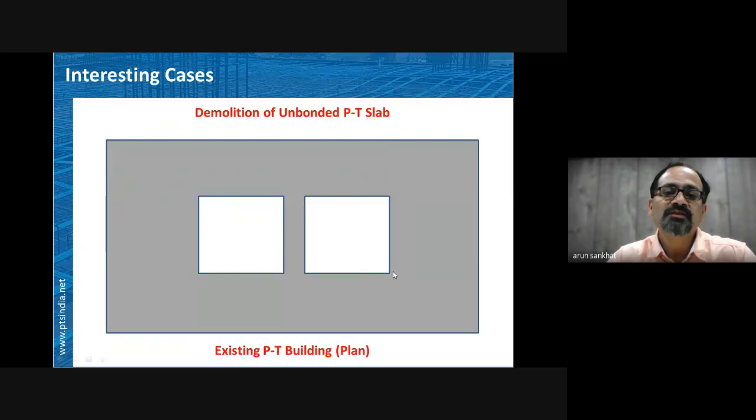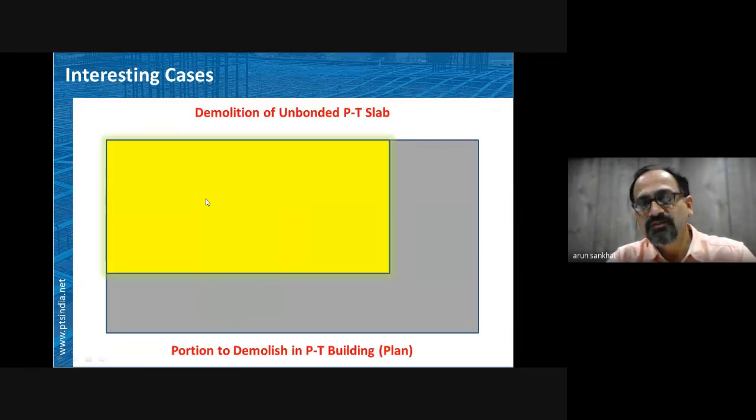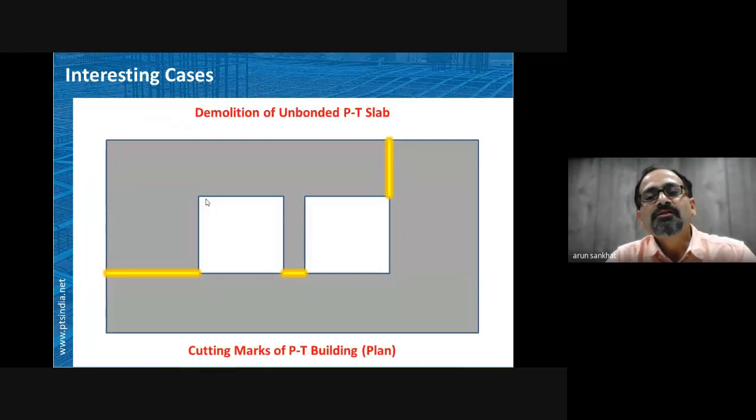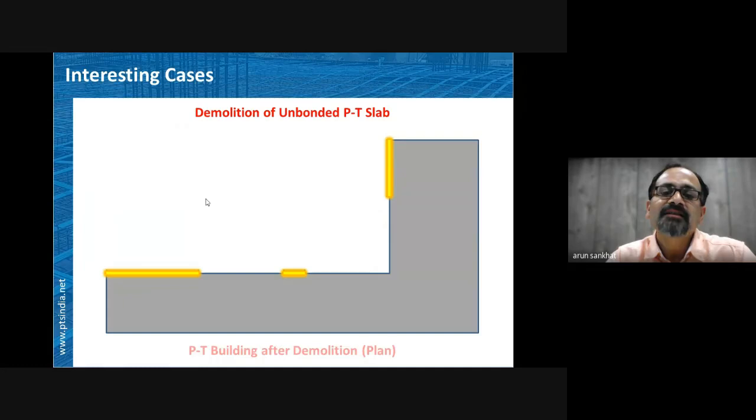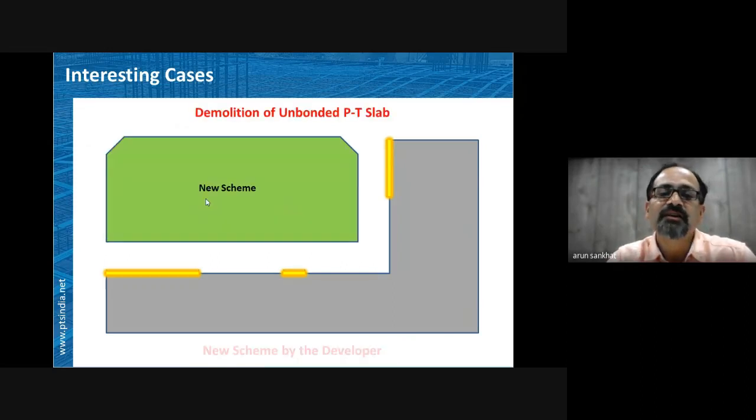This entire portion needed to be demolished, of the existing PT, around 2 years after the construction. So we identified the breaking cut marks, and then we did the breaking. We isolated the part, and then the demolition was carried out. Then the new scheme was proposed, and the new scheme construction is there.